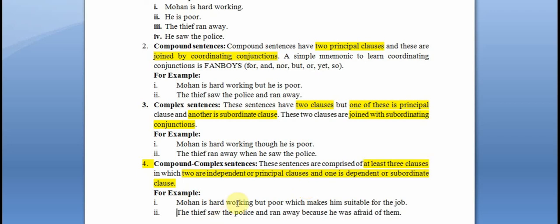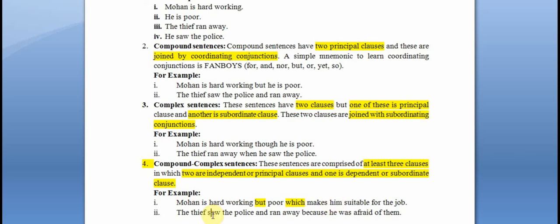Mohan is hardworking but poor, which makes him suitable for the job. Now we have 2 conjunctions in one sentence. One is but and second is which. Now we know but comes under the category of coordinating conjunctions and which is a subordinating conjunction. So here we have 3 clauses in one sentence and it forms a compound complex sentence.